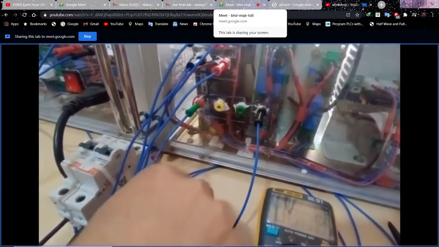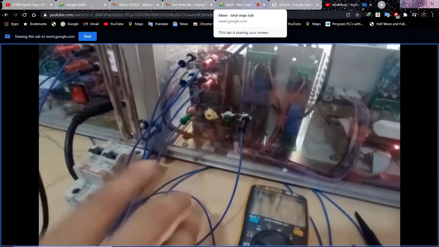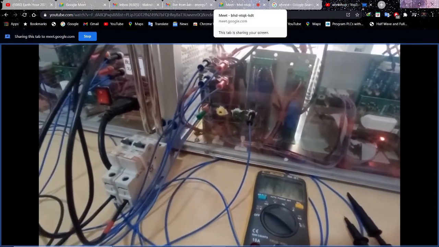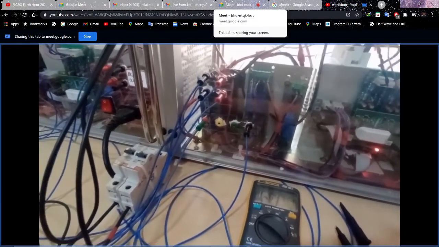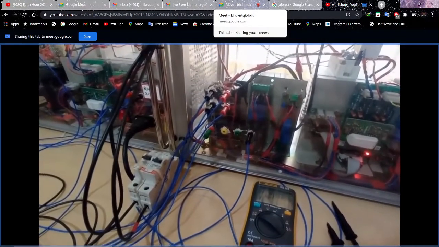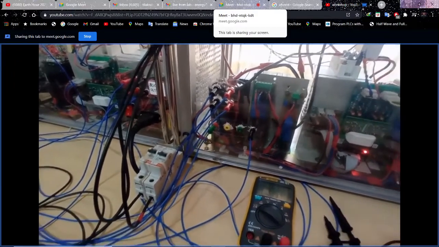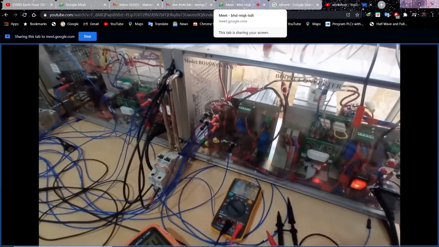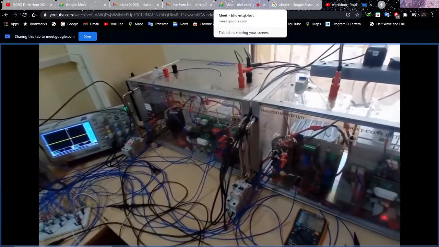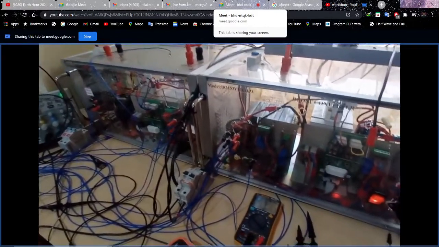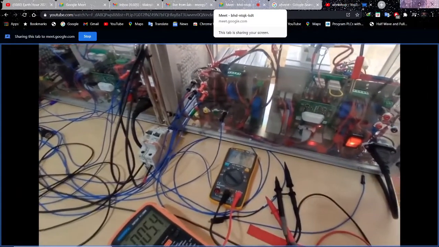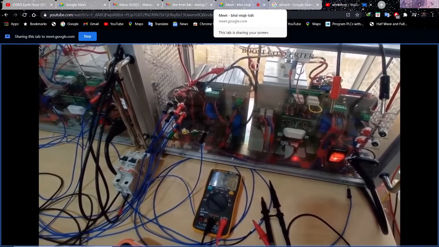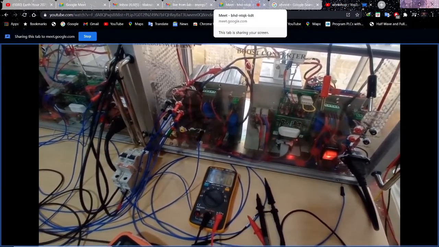Now, step by step, we will turn on the circuit, and initially we have to maintain zero duty cycle for the boost converter. Otherwise, it will start to build up the voltage at the output. To avoid that, we have to maintain the duty cycle at zero initially, then put some load, then gradually increase the duty cycle. That part we will show now.